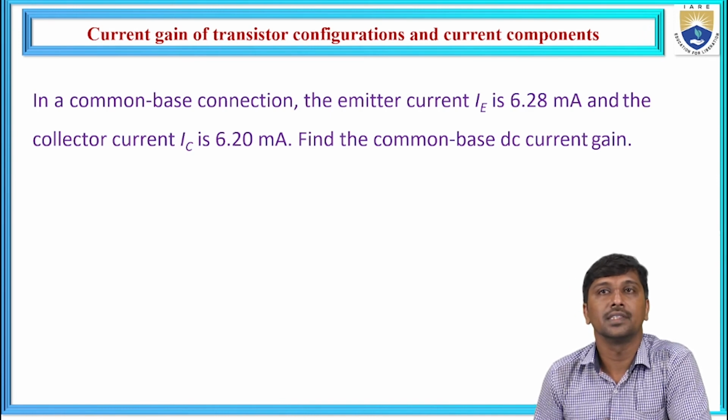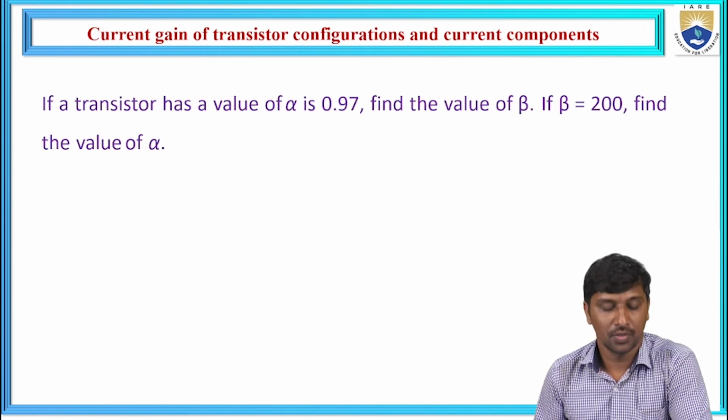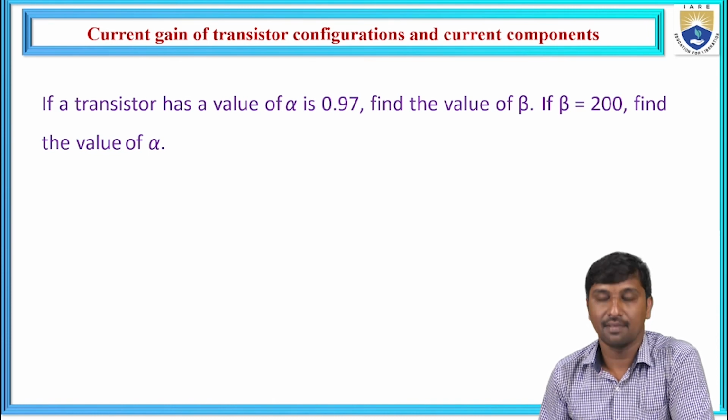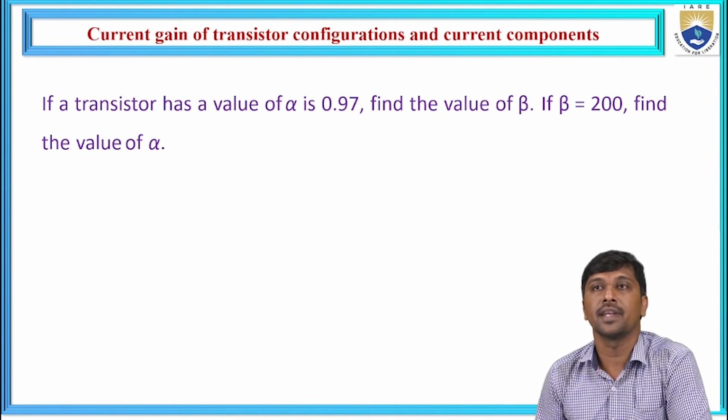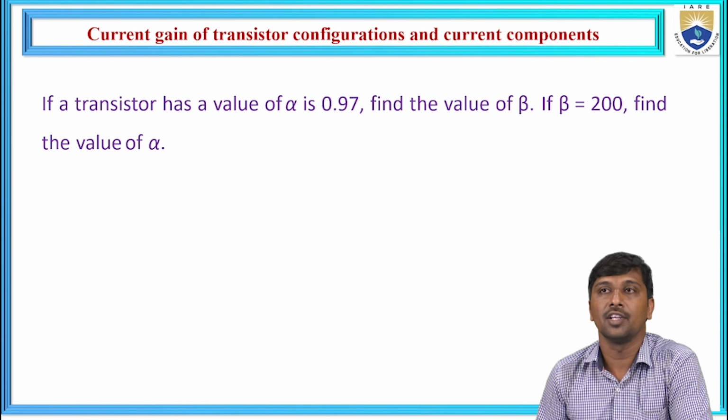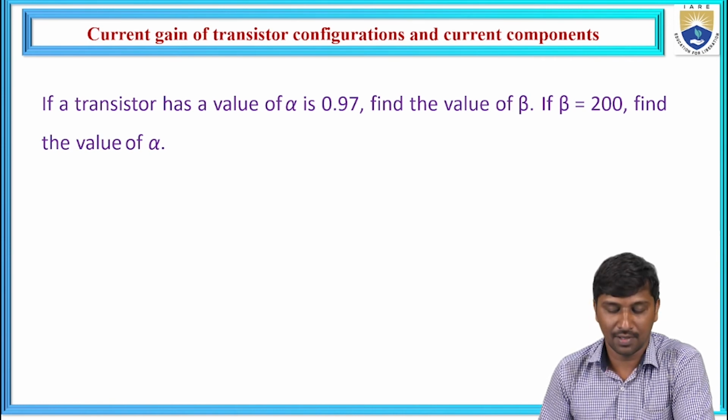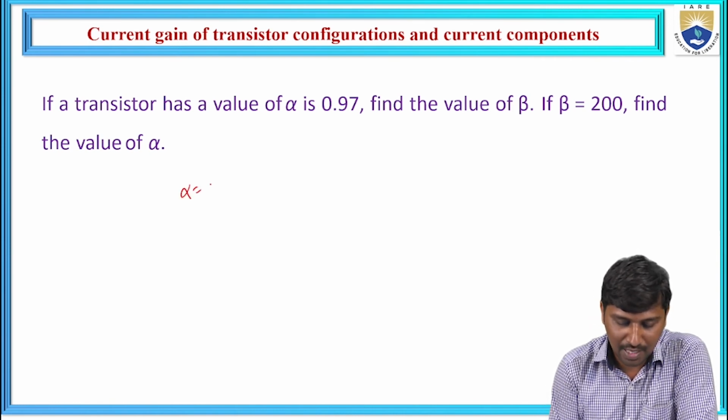Oh, this is already discussed. Now here, if a transistor has a value of alpha 0.97, find the value of beta. If beta is 200, find the value of alpha. So here they given that alpha is 0.97. Now we need to calculate the beta.